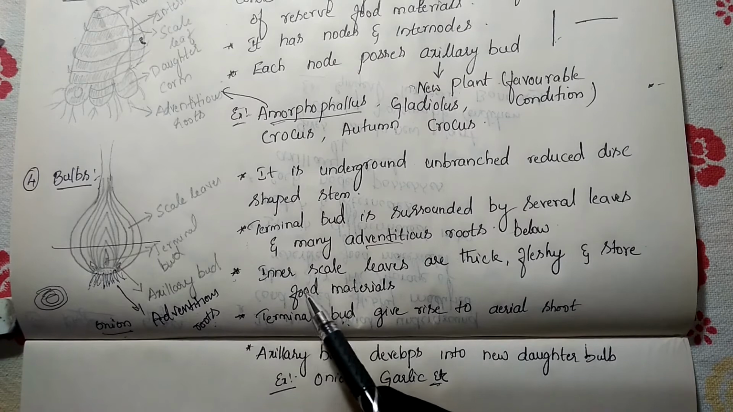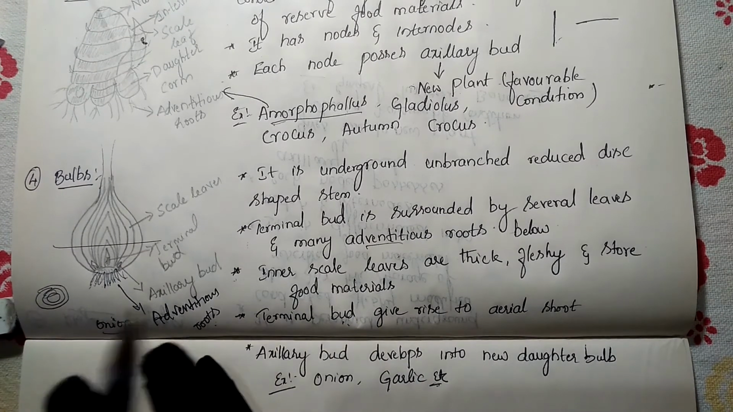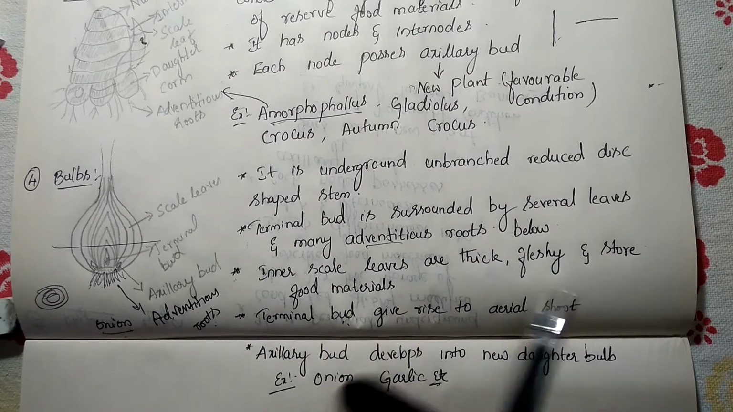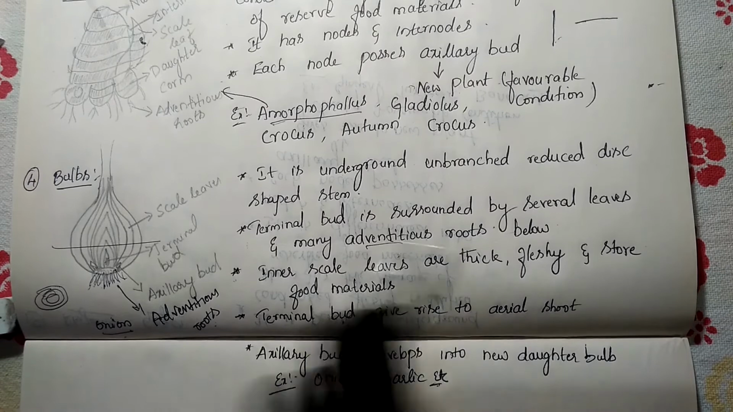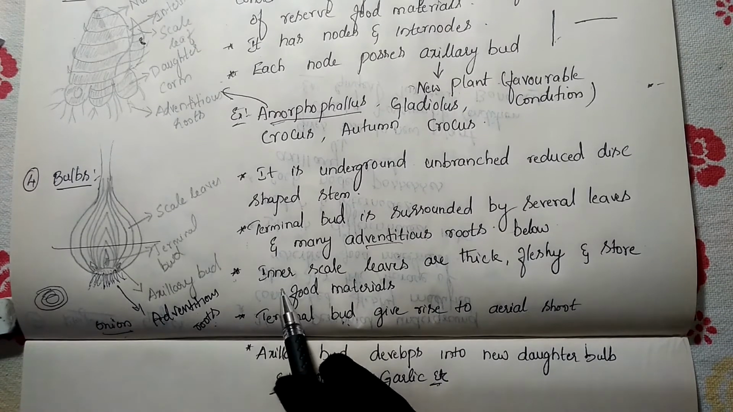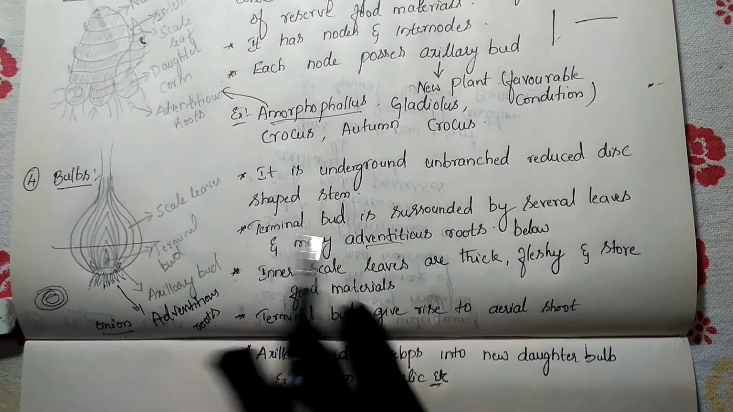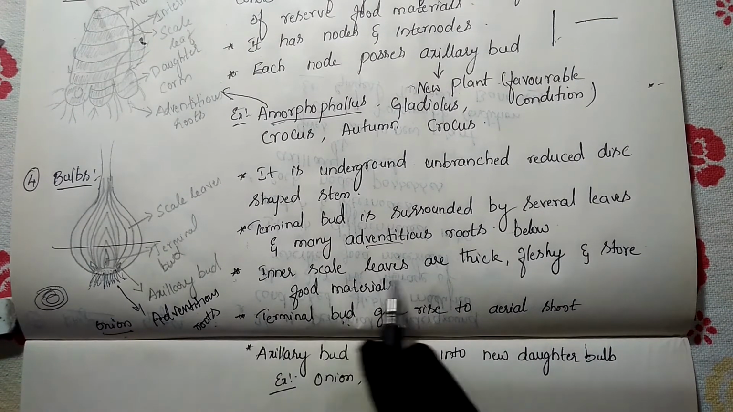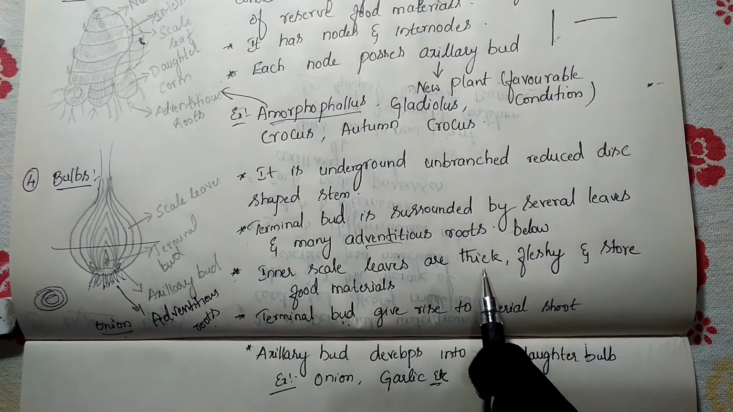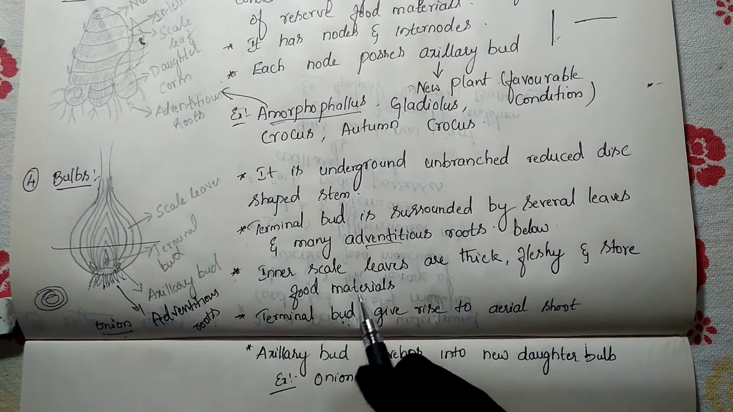And the inner scaly leaves are thick here, whereas on the outer surface of the onion we also find scaly leaves, but those are dry, so we will eliminate that one. Inside that we will find a number of scaly leaves present one above the another in layers. These inner scaly leaves are thick and fleshy, and they store food material.